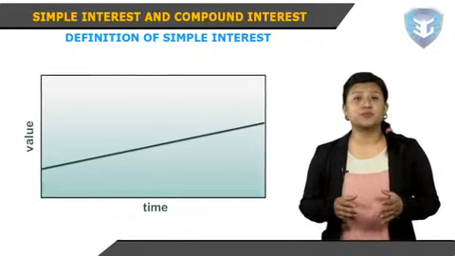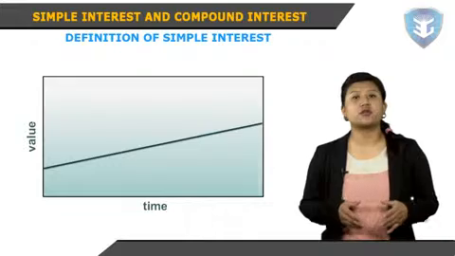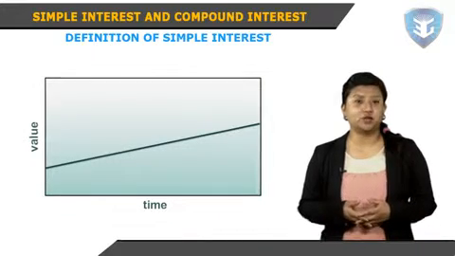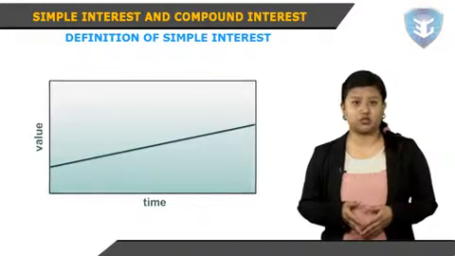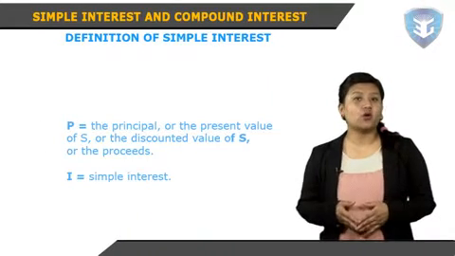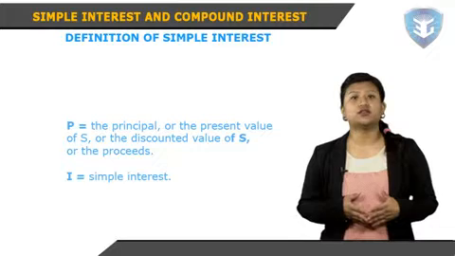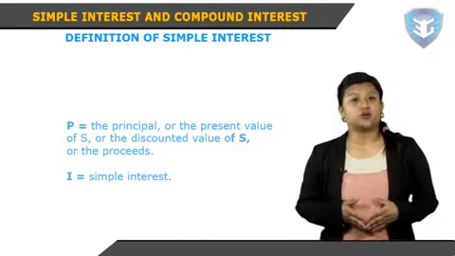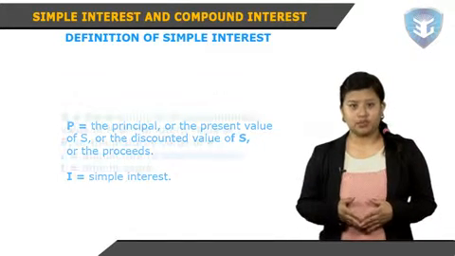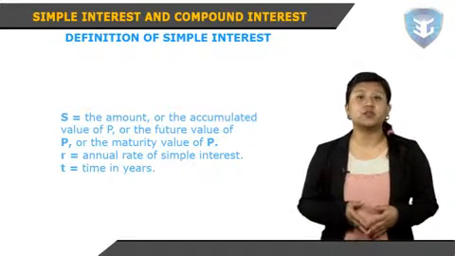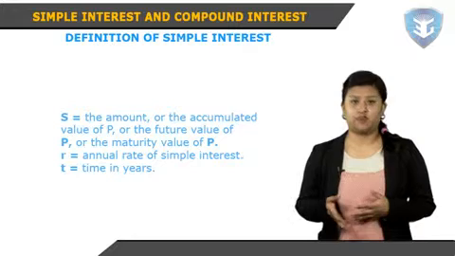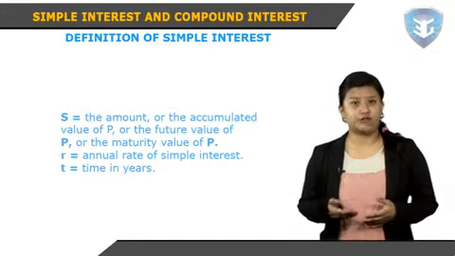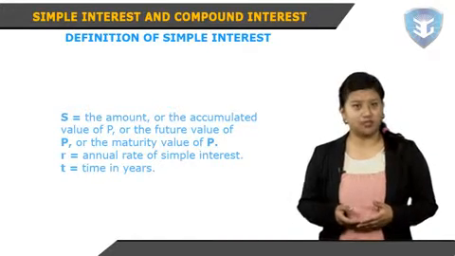The interest is computed on the original principal during the whole time or the term of the loan at the stated annual rate of interest. We shall use the following notation: P equals the principal, or the present value of S, or the discounted value of S, or the proceeds. I equals simple interest. S equals the amount, or the accumulated value of P, or the future value of P, or the maturity value of P. R equals the annual rate of simple interest, and T equals the time in years.